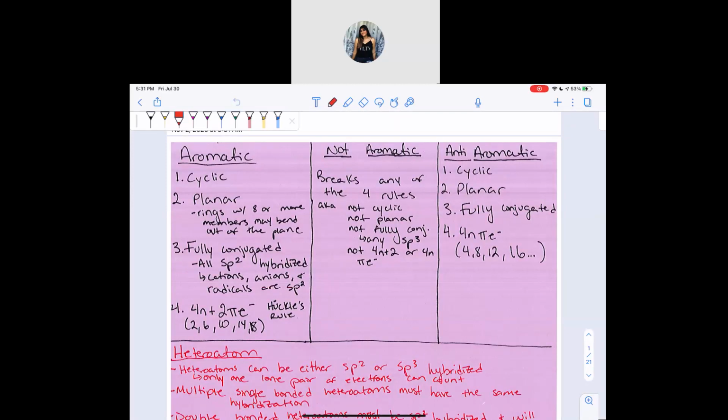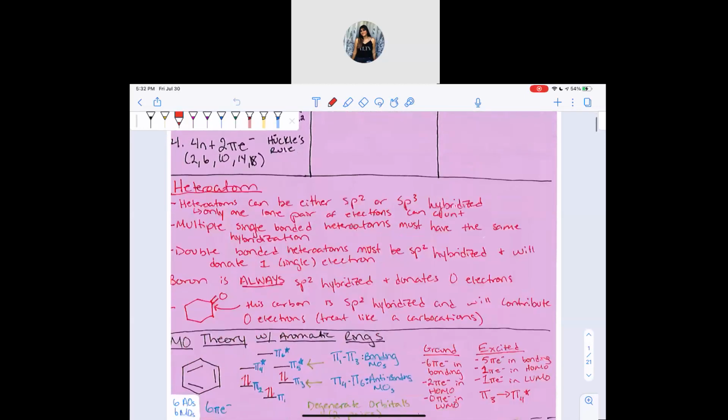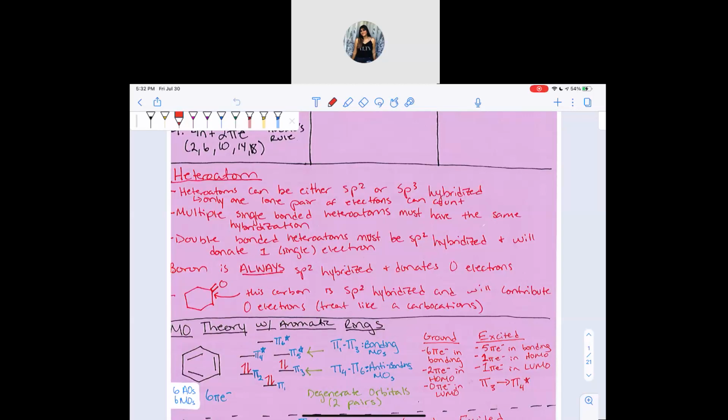In order to be aromatic, something has to be cyclic, planar, fully conjugated, and has to have 4n plus 2 pi electrons. To be anti-aromatic, it has to be cyclic, planar, fully conjugated, with 4n pi electrons. To be non-aromatic, it has to break any of those 4 rules. If you want to hear me explain all those things in extreme detail, please watch the SI session for this. That would be very helpful. I mostly want to focus on these little rules, because they tend to be really confusing.